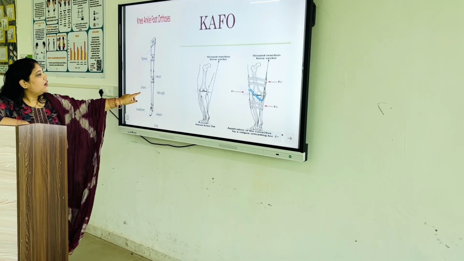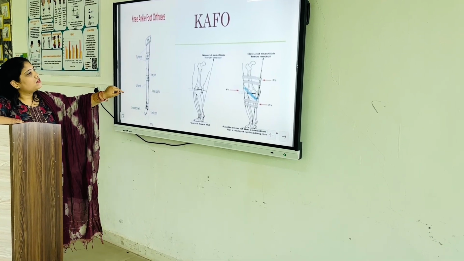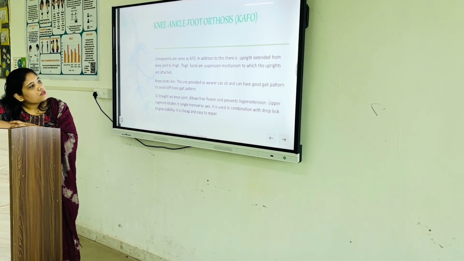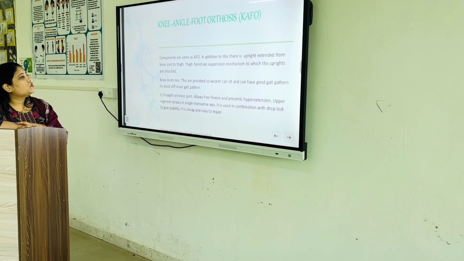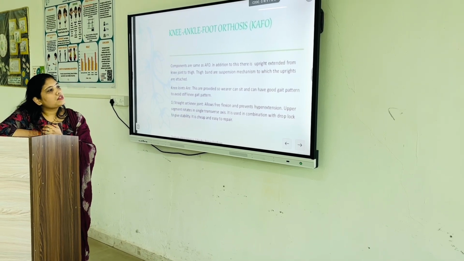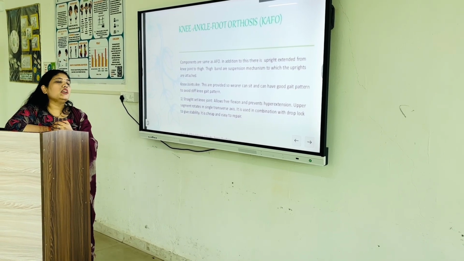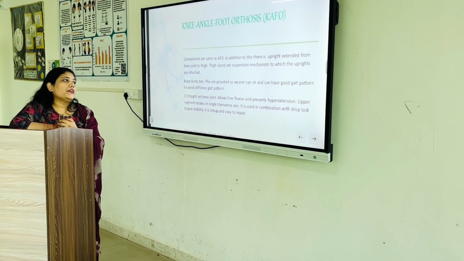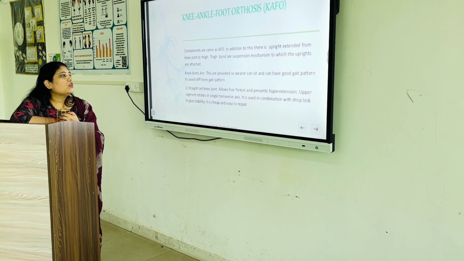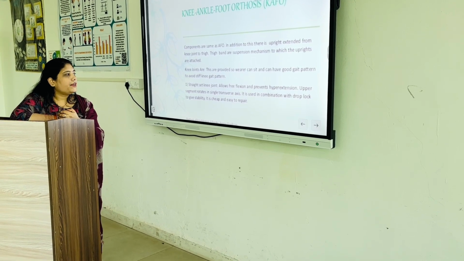KFO, this is the structure of KFO. Components are the same as AFO. In addition to this, there is an upright extended from the knee joint to the thigh. Thigh band and suspension mechanism to which uprights are attached. Knee joints are provided so the wearer can sit and keep a good gait pattern to avoid a stiff knee gait pattern.